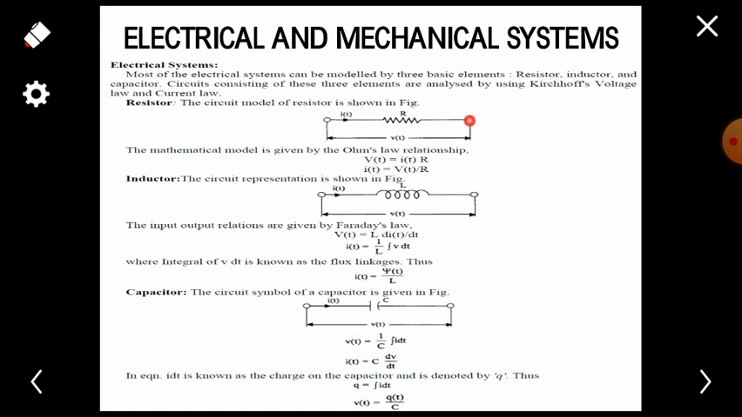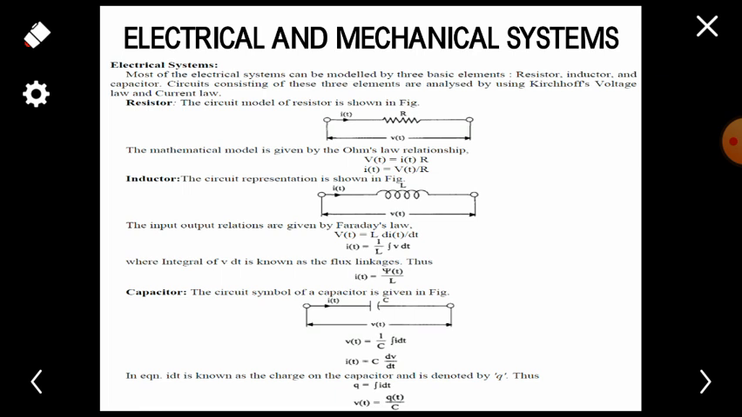Here, a resistor circuit is shown. The mathematical model is given by the Ohm's law relationship, that is V is equal to IR. V in terms of t, V of t is equal to I of t into R. That is, if we are going to calculate the current, then it will be I of t equal to V of t divided by R.